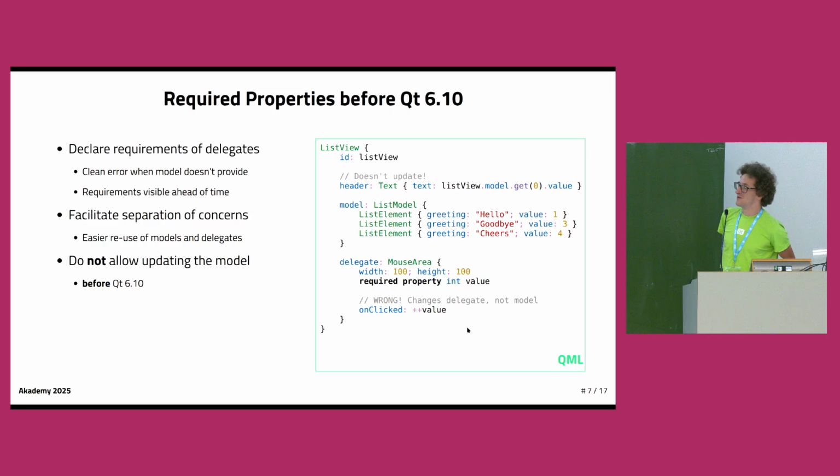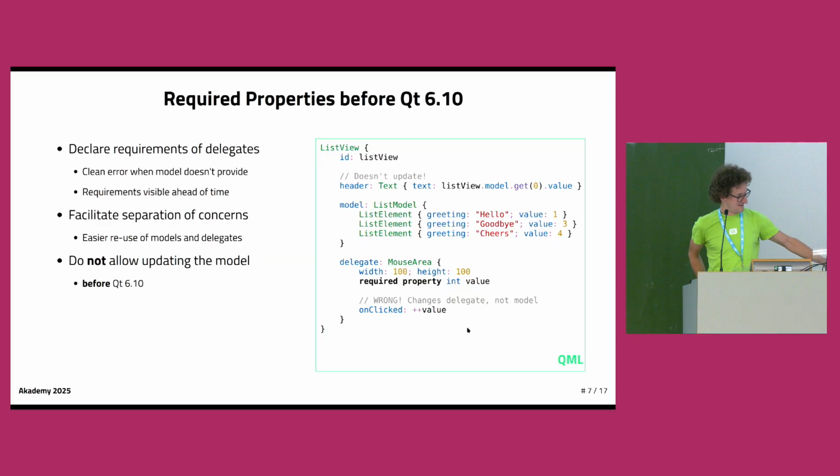And we noticed eventually. One question, can you do model.value? You can, of course, yes. But we don't really want that because that goes against the spirit of required properties. So we actually wanted a real solution there. And finally, we have one in 6.10.